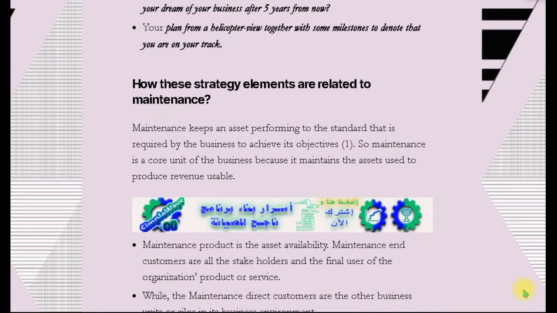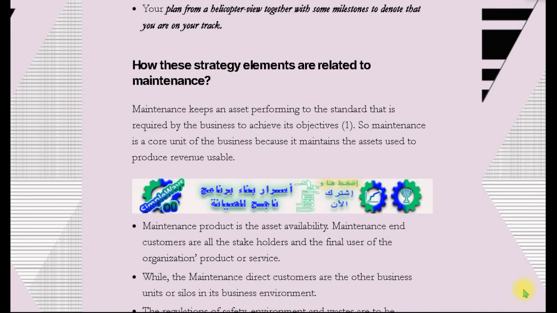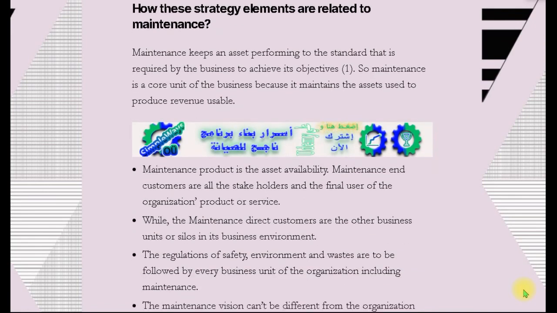We need to give some example from the maintenance so you can understand it. Okay. So maintenance, mainly its target is to keep the business running. To keep the business running, the maintenance needs to keep the asset performing up to the standards required by the business to achieve its goals or its objectives. So maintenance anyhow is a core unit of the business, because otherwise you will not find anybody to maintain the asset performing what the business needs.